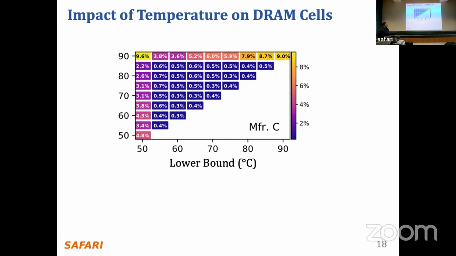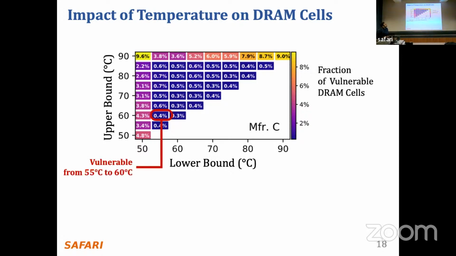So on the x-axis, we see the lower bound of the vulnerable temperature range. And on the y-axis, we see the upper bound of the vulnerable temperature range. And different colors show different fractions of vulnerable DRAM cells here. So it basically shows you the population. And as it goes from purple to yellow, the population increases, right?